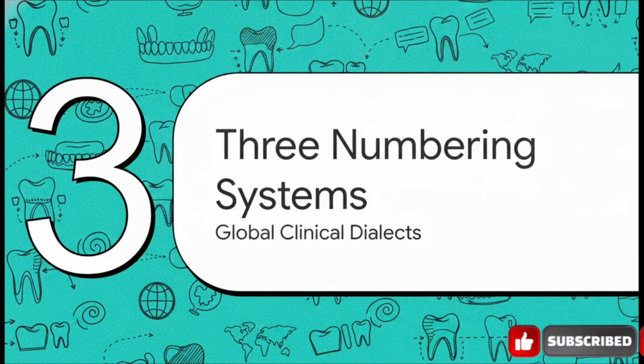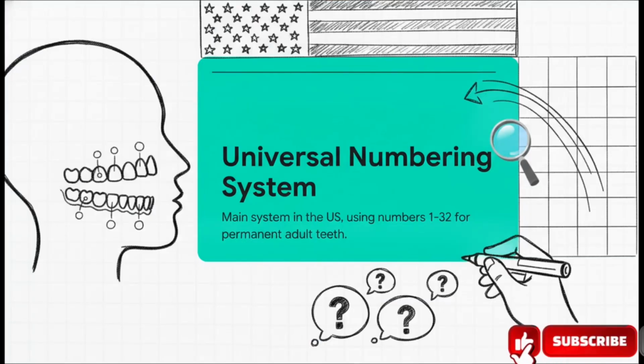Which brings us to the main event, Section 3, the 3 numbering systems. Let's start with the Universal Numbering System, which is often just abbreviated as UNS. You can basically think of this as the American dialect of dentistry, because it's the primary system used in the United States. For permanent adult teeth, it keeps things pretty simple. It just uses the numbers 1 through 32. But how exactly do they assign those numbers?